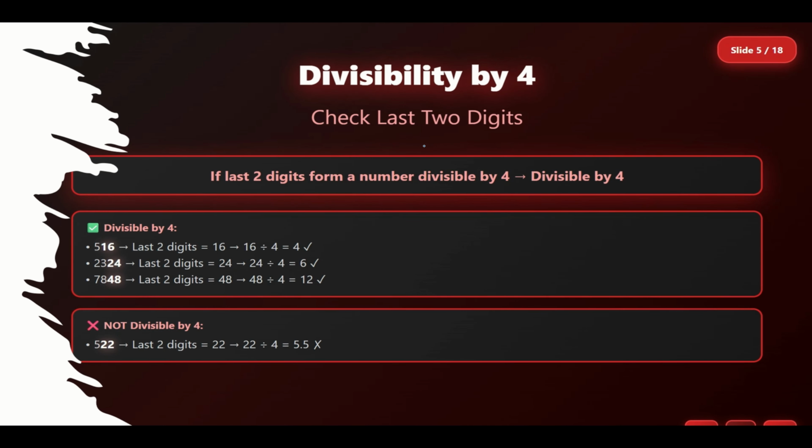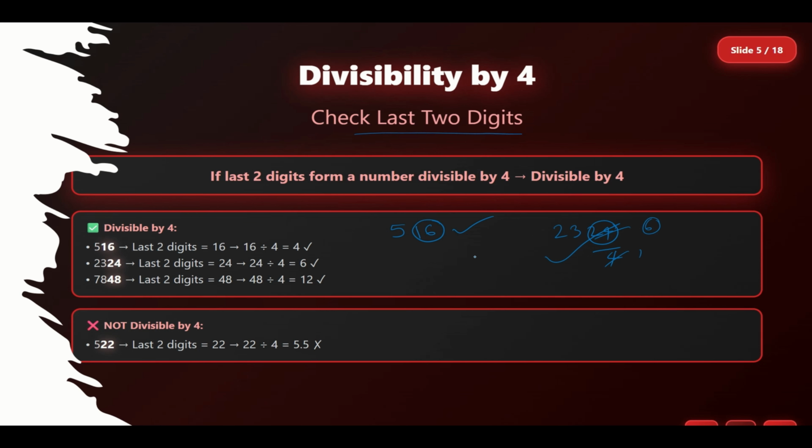Here is the trick. Look at the last 2 digits of the number. If those last 2 digits form a number that is divisible by 4, then the whole number is divisible by 4. Take 516 as an example. The last 2 digits are 16. As 16 is divisible by 4, 516 is also divisible by 4. Another example, 2324, where the last 2 digits are 24 and it is perfectly divisible by 4. Therefore, the entire number 2324 is divisible by 4.